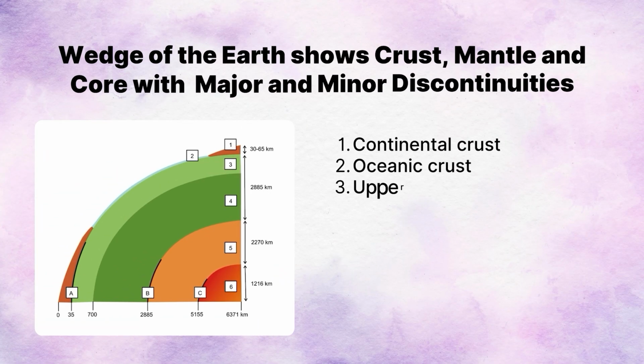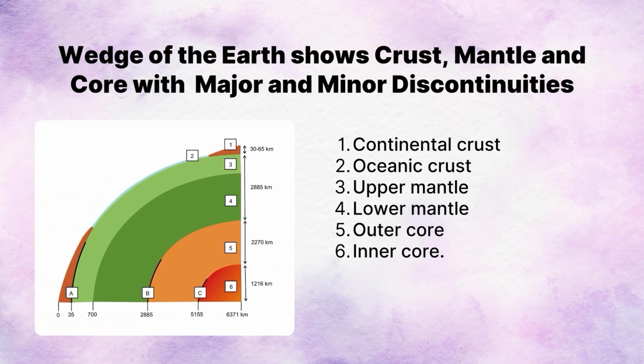The wedge of the earth shows crust, mantle and core with major and minor discontinuities. When we talk about the layers surrounding the earth, there are certain discontinuities between different layers. The first most important thing here I will discuss: the continental crust, oceanic crust, upper mantle, lower mantle, outer core and inner core. These are the 6 important layers, 1, 2, 3, 4, 5, 6.